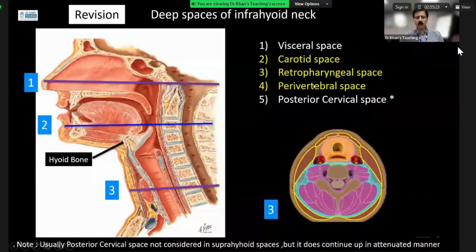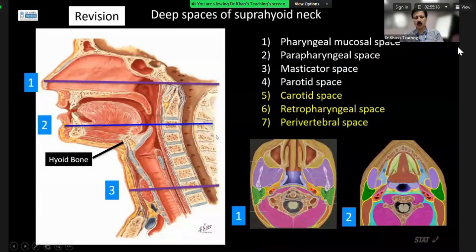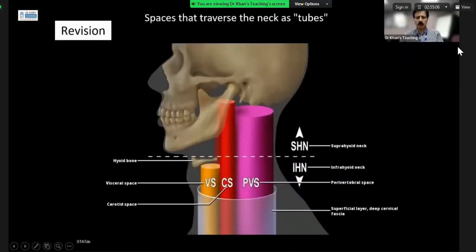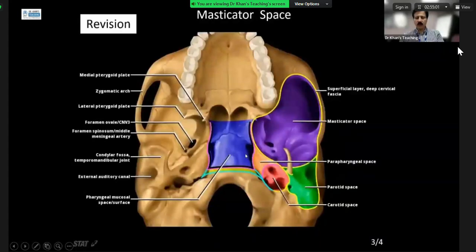Key point to remember is that look at these three spaces in yellow. They are in the infrahyoid neck, and they also traverse the suprahyoid neck. So they act like tubes. We will revisit these concepts. Now, a key point for today's talk also: some of the spaces go all the way up, and they are in contact with the base of skull.